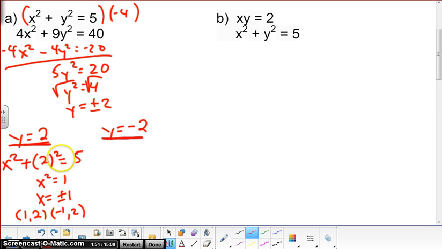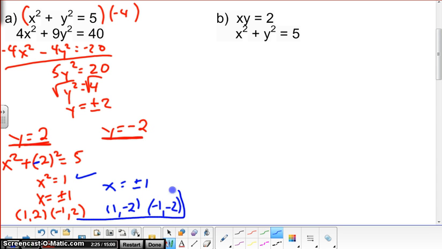Please realize that when I plug in a -2, I will get the exact same result, because when I square a negative, I'm still going to get x squared plus 4 equals 5, so I'll end up right back in that same place as x squared equals 1. So in our case here, x equals plus or minus 1 as well. So now we get 1 and -2 as an ordered pair, as well as -1 and -2. So we have 4 solutions to this system.